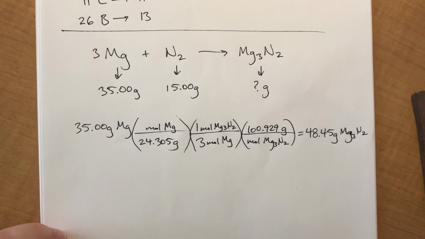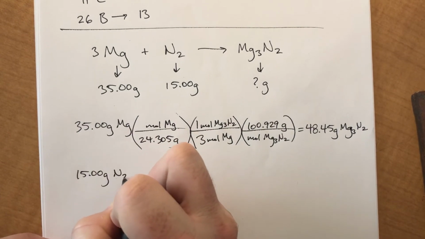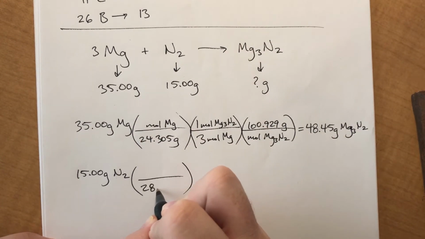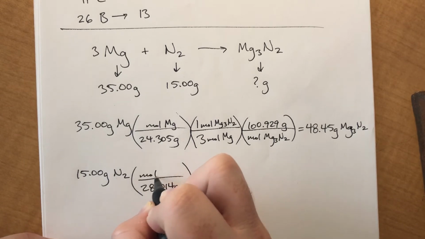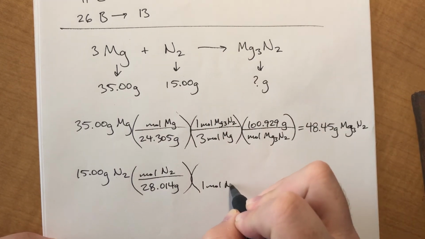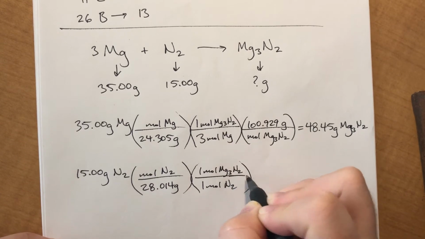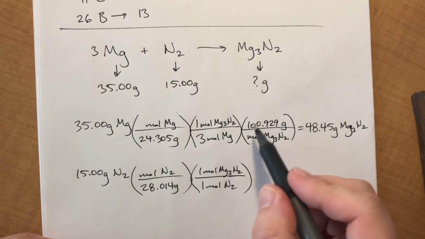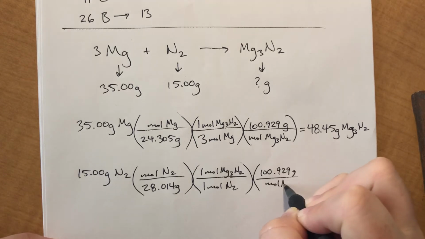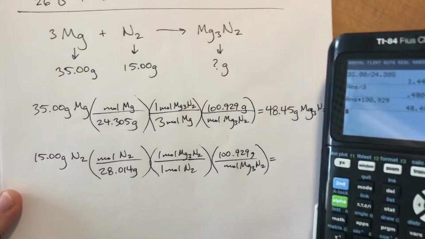Okay, so we do the entire process again for nitrogen. So we have 15.00 grams of nitrogen. You add up 2 nitrogens, because it's N2, and that comes out to 28.014 grams per mole. And this time it's a 1-to-1 ratio, so for every 1 mole of N2, we should get 1 mole of Mg3N2. And it's the same product, so I can just recycle this last parenthesis. Okay, and we're going to type it in just like we did last time.